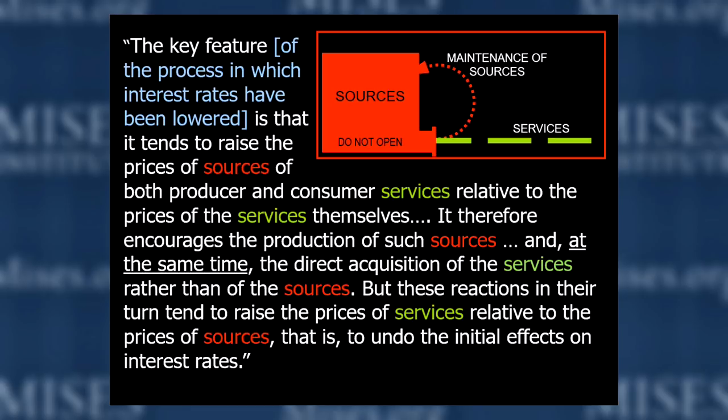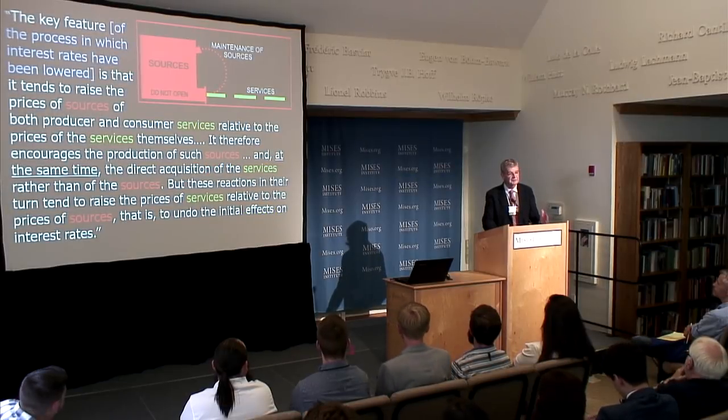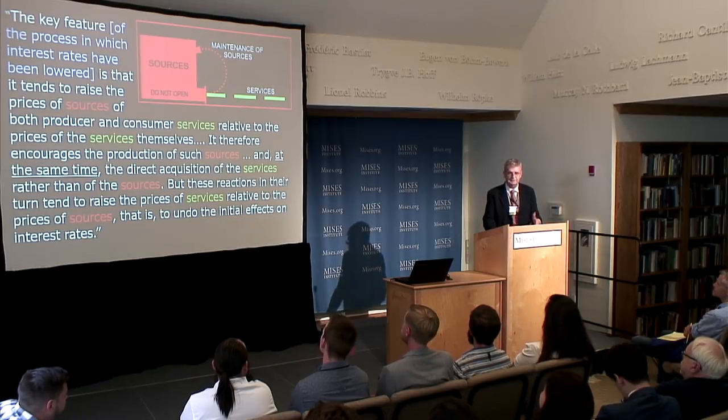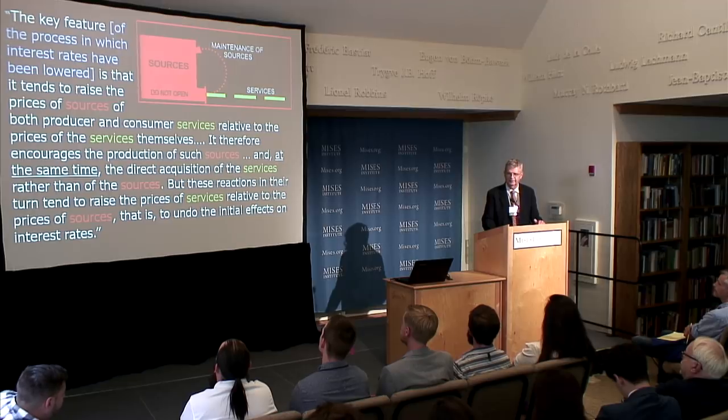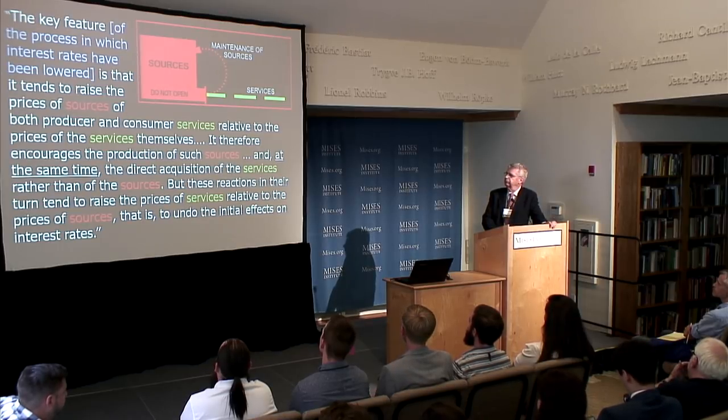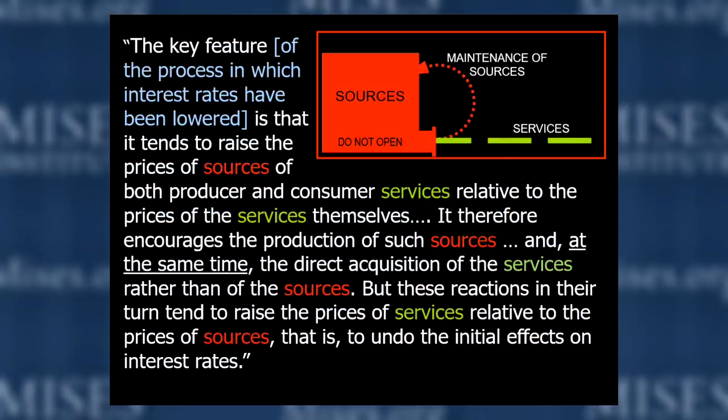Now, before I go through this, you'll say, well, why go through all this gibberish? I mean, this one is Friedman. It goes over to the next slide, and I'll show you where it comes from. So this is Friedman, and so he's locked into capital theory. I have one blue thing up there just to let you know what it's about. The key feature, that's Friedman, of the process in which interest rates have been lowered. I put it that way because what they're talking about has been lowered by the central bank, not that you decided to change your saving habits.